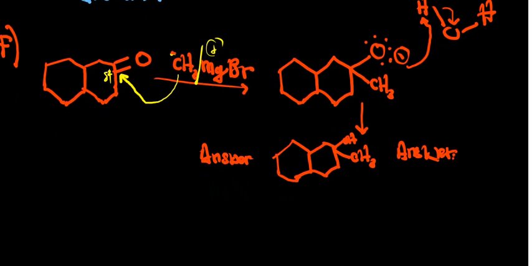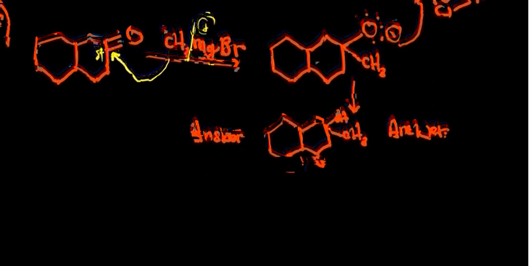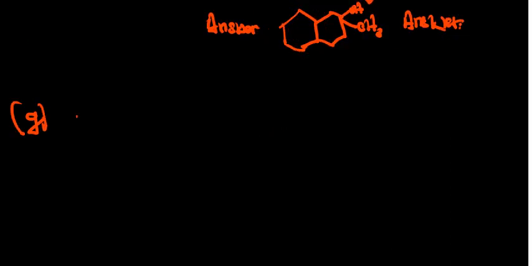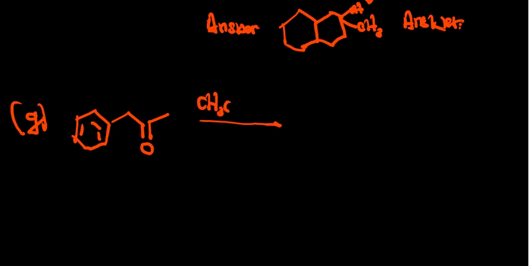Let's go to G. We want to proceed to G. G is also very easy. The structure that we're given is this, the ring. Alright, then we have that. We have a ketone there, and then we're having CH3OH, and we're also having the proton.